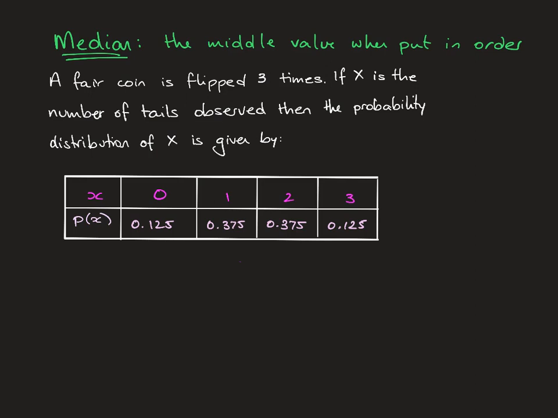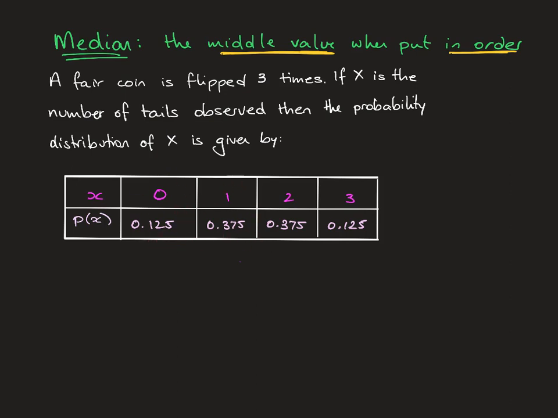So the median is the middle value that we get in our data when the data is put in order. And it doesn't matter whether it's from highest to lowest or lowest to highest, you're just looking for it to be in order. So how does that work with a probability distribution? Let's have a think about a situation where we've got a fair coin, it's flipped 3 times. If x is the number of tails, the observed probability distribution of x is given by this table here.